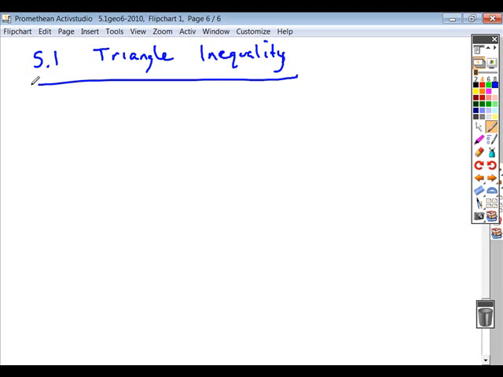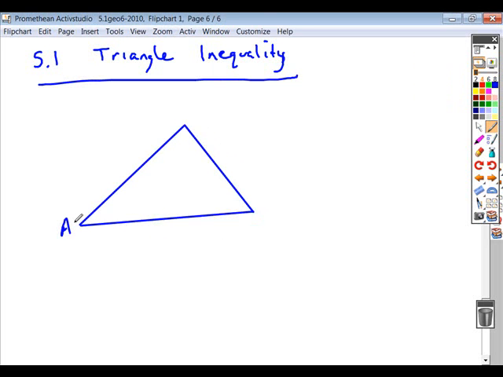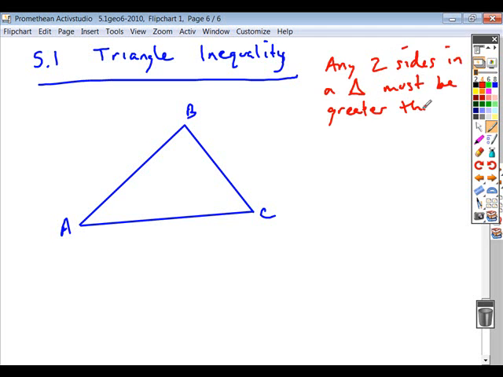Restriction is called triangle inequality. And here's basically what it is saying. If you have these, again, three sides of your triangle, the triangle inequality states that any two sides in a triangle must be greater than the third side. Okay, so this is the triangle inequality relationship.